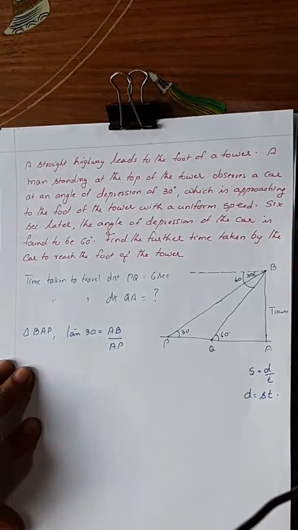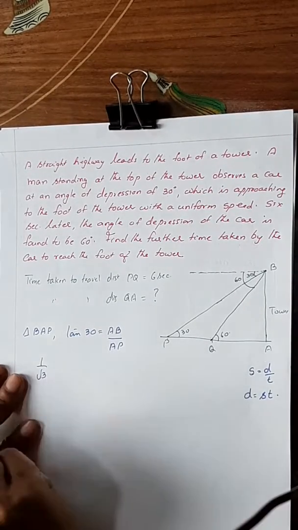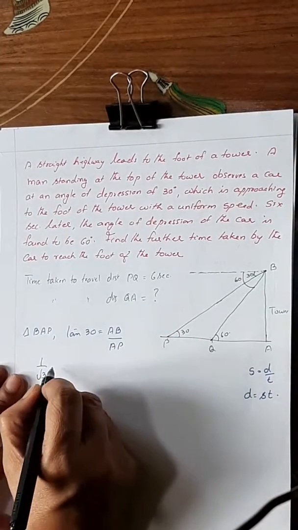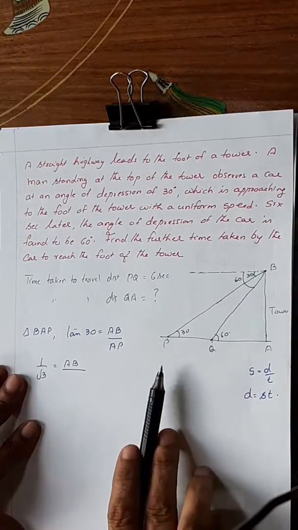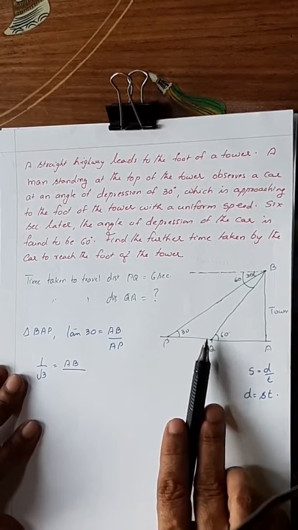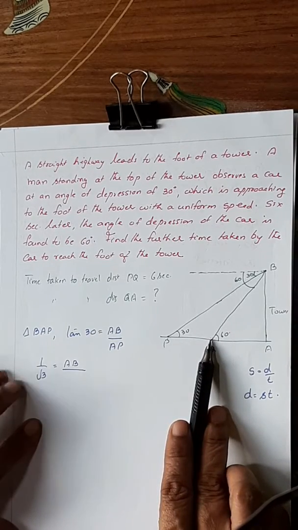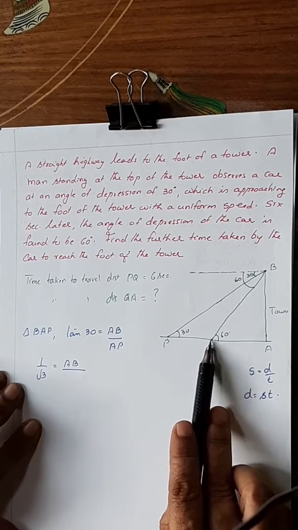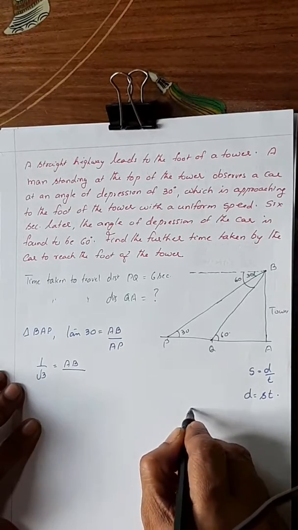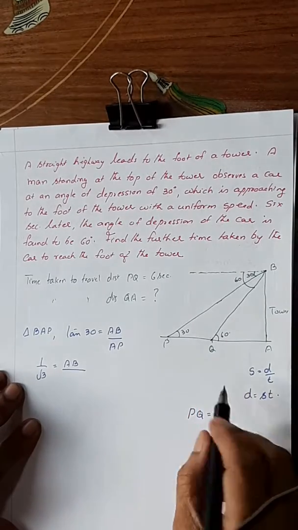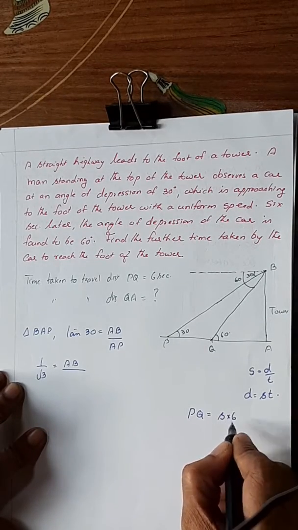So we will write tan 30 is equal to 1 by root 3. AB is equal to the height of the tower. We do not know the height, so AB by AP. The distance PQ will be S into T, so from QA, we'll write it down here. PQ is equal to, the time taken is 6 seconds, the speed is S, so S into 6.